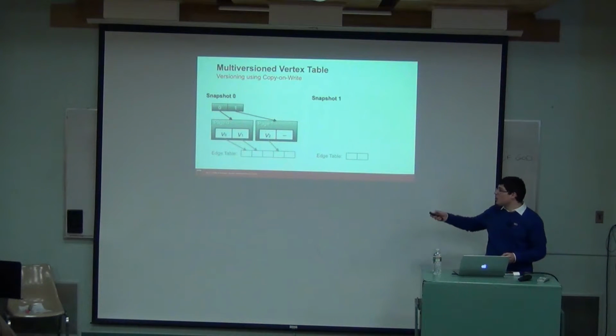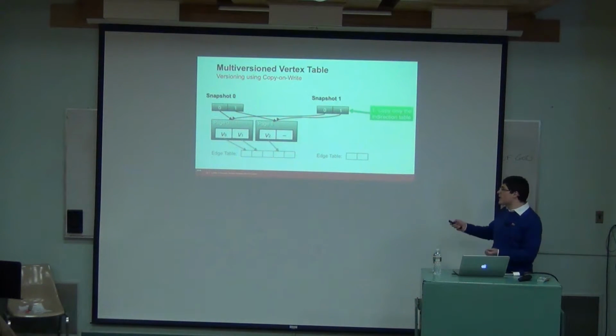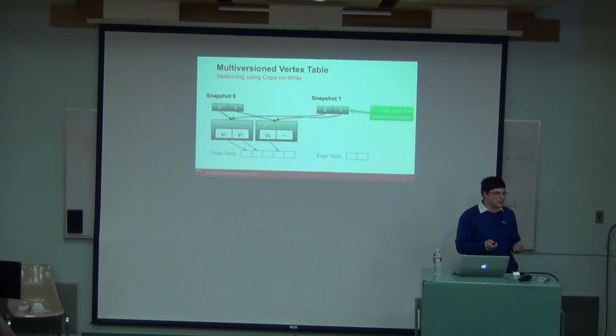And then on the top we're going to put an indirection table, or an indirection array, that's going to compose the logical vertex table out of these chunks. Now when you want to create a new snapshot, you first copy the indirection table. At this point, snapshot 0 and snapshot 1 contain exactly the same data because the indirection tables are the same.